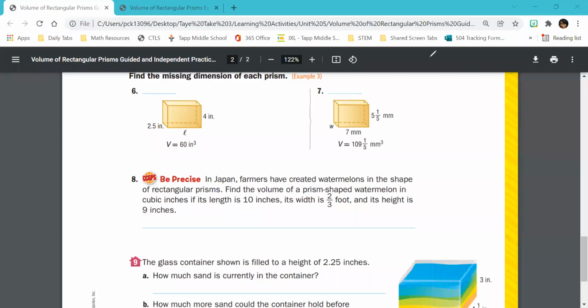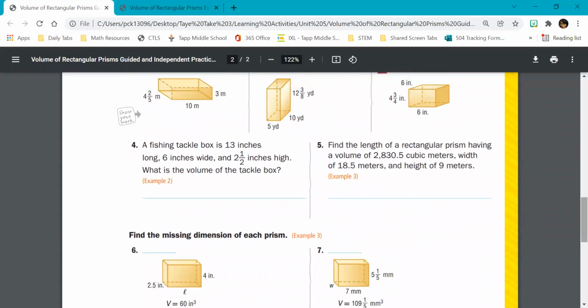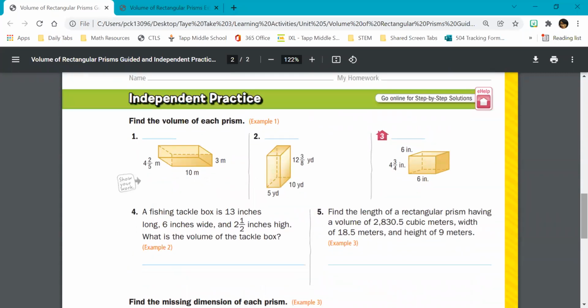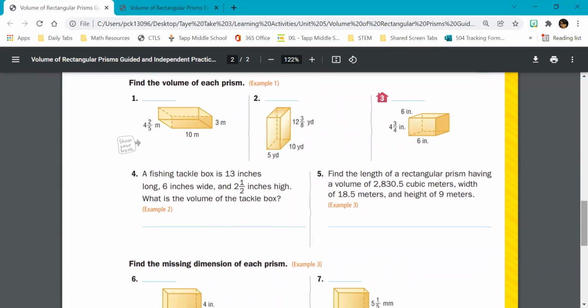Hello, you were assigned the independent practice for finding the volume of rectangular prisms. So I want to review just a few of the problems that perhaps were more difficult. All right, so let's look at number one. The instructions say to find the volume of each prism.